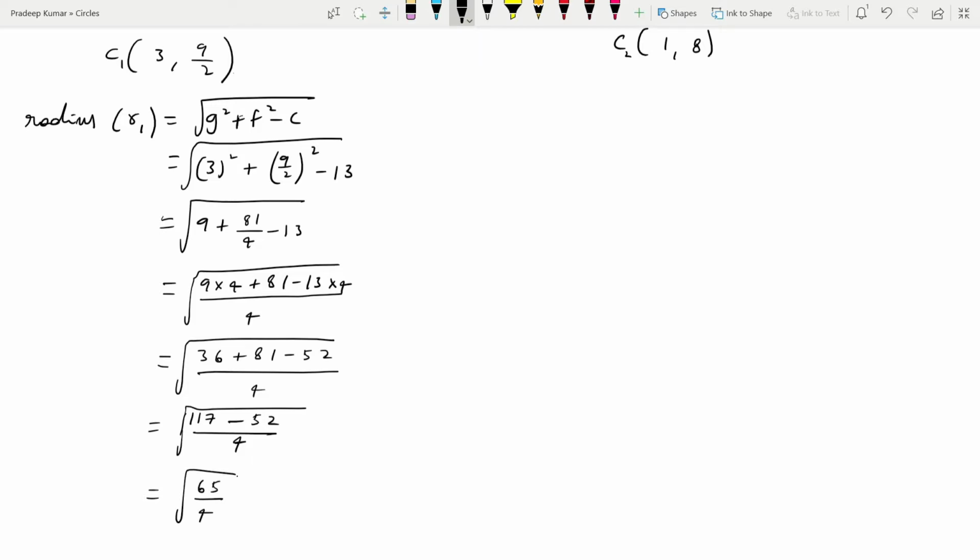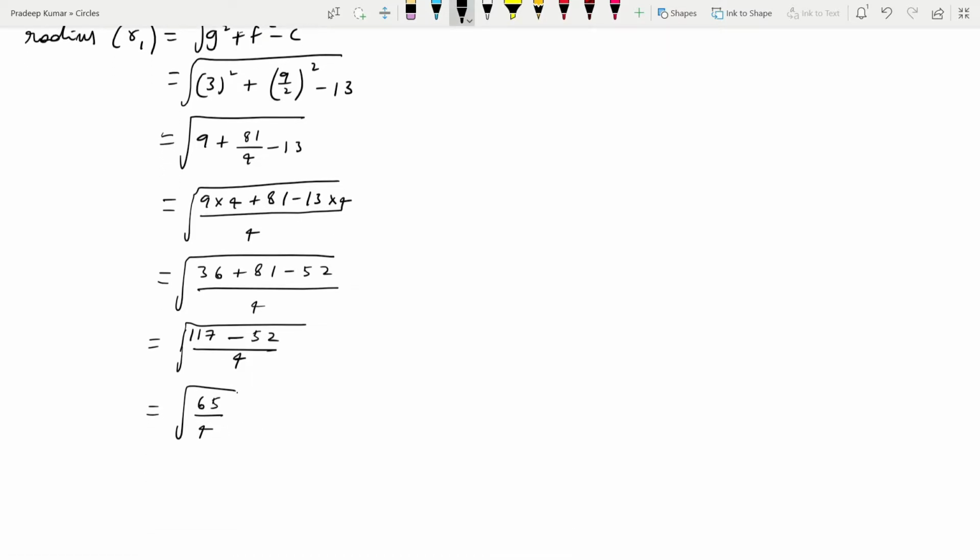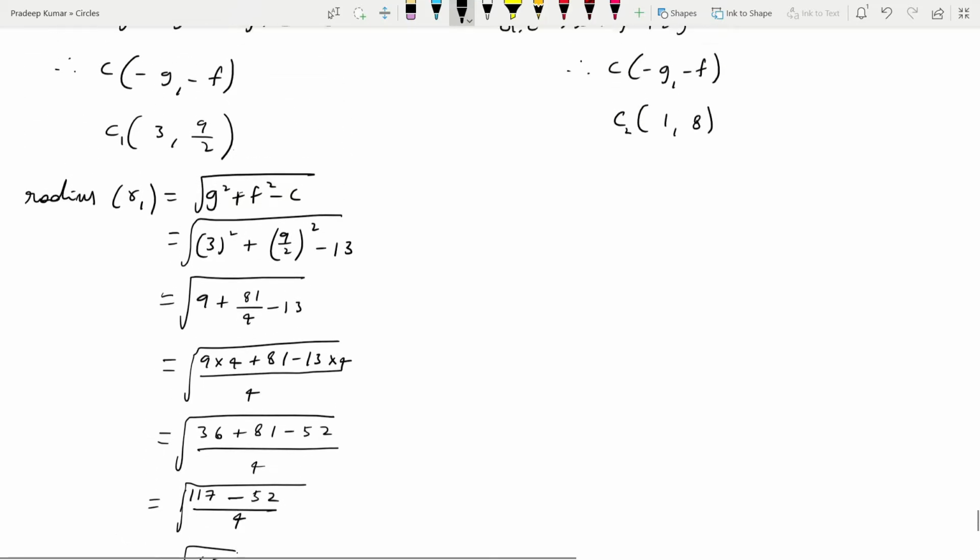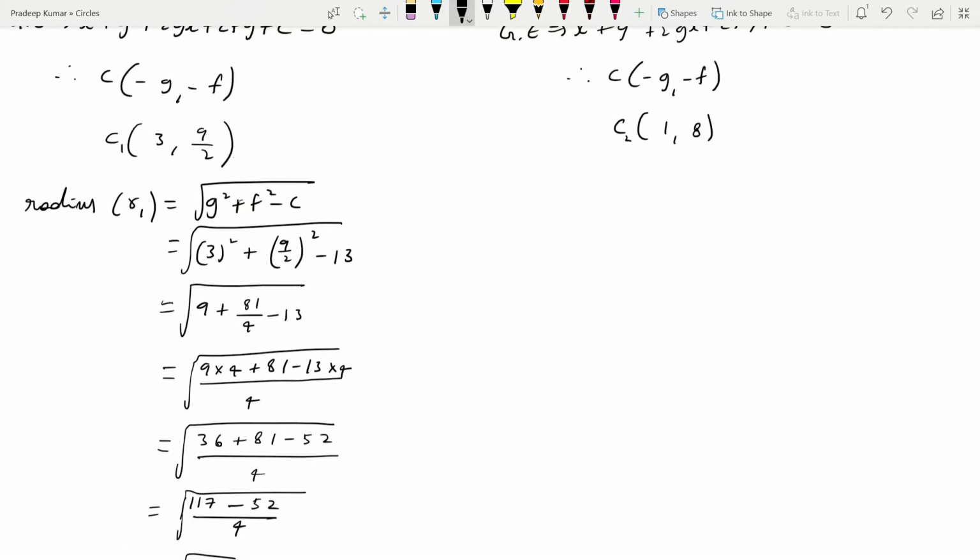Okay, so the root of 4 is nothing but 2. So I can just write root 65 by 2 as the first radius. So r1 we are getting as root 65 by 2. So we'll do the radius 2 also. So I can write here radius 2, that is equal to square root of g square plus f square minus c.